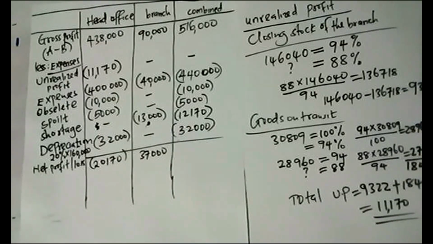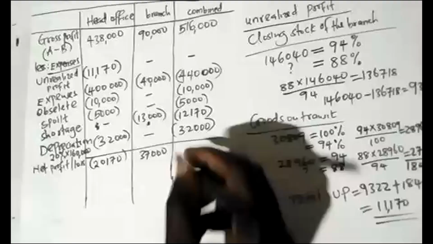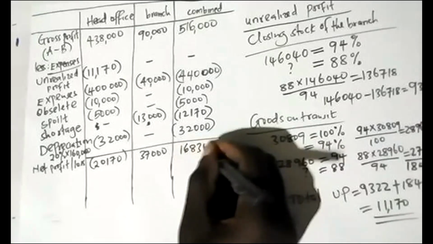Then the last one, 516, 40, 10, 5,000, 12,170, 32. So I'm getting here 16,830.